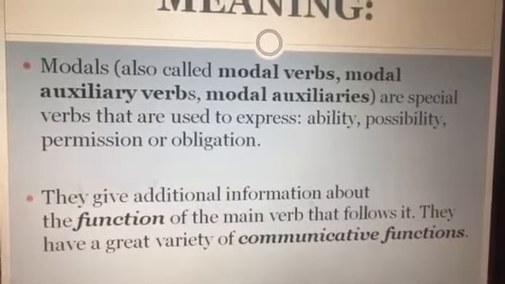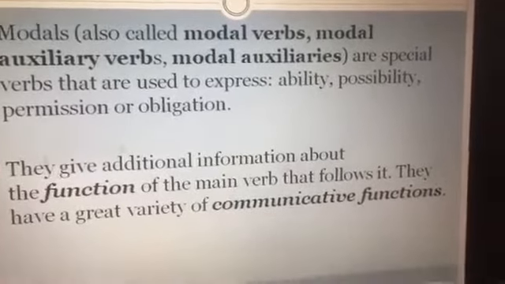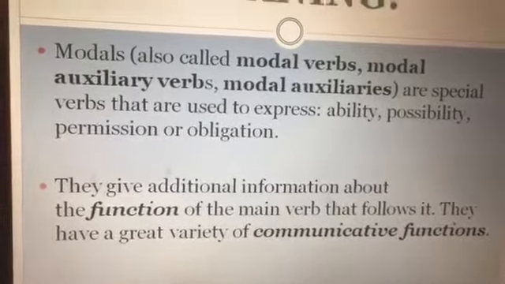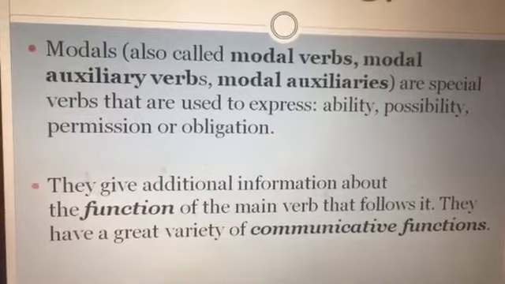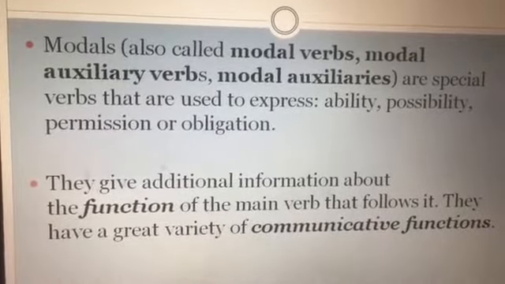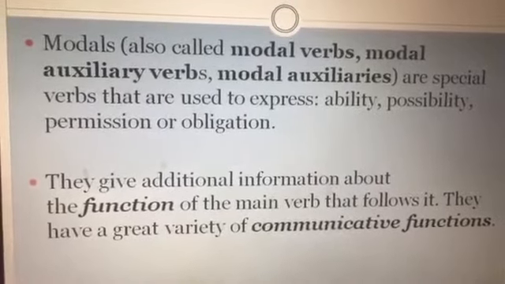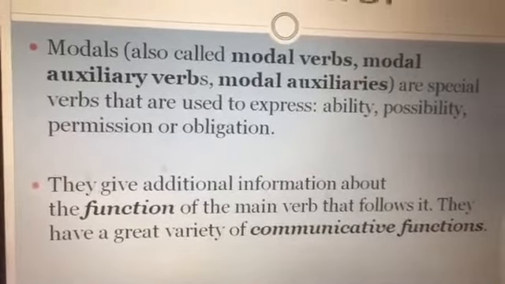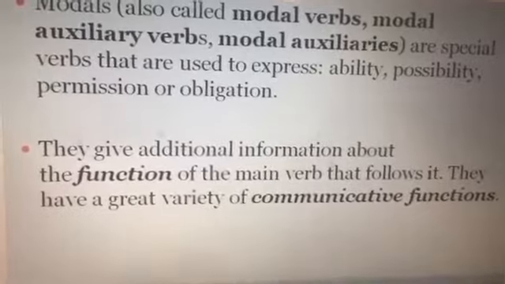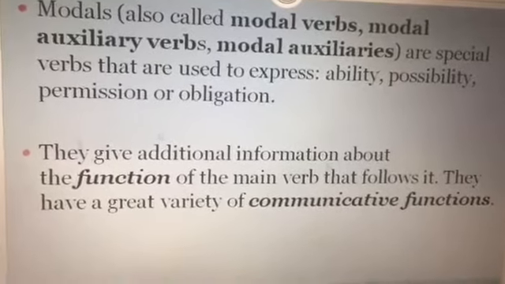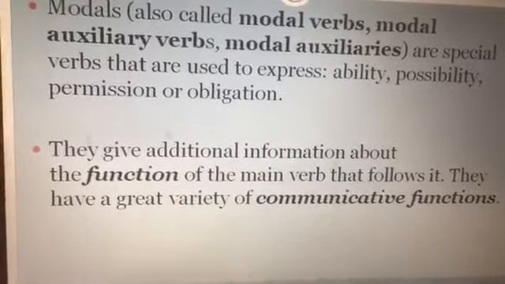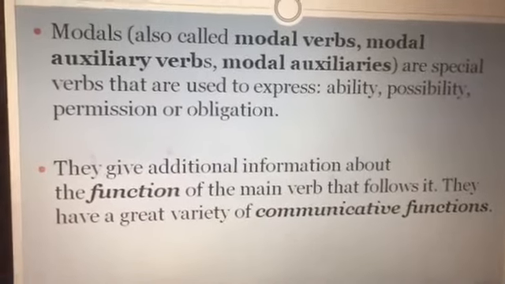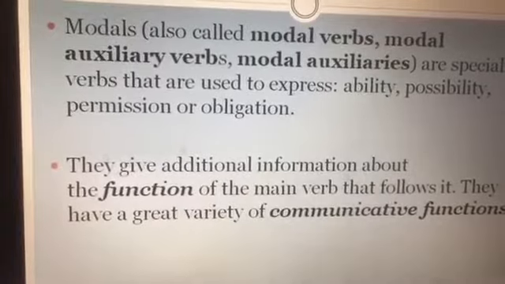We also know the three auxiliary verbs that we have, what are those? Have, be and do. And now, this is also a type of auxiliary verb which is placed before the main verb and it is used to show modality. Now what do we mean by modality? These verbs are used to express ability, possibility, permission or obligation. These are modalities and they give additional information about the function of the main verb that follows. They have a great variety of communicative functions. It means that they make us understand the expression of the verb stated in the sentence.